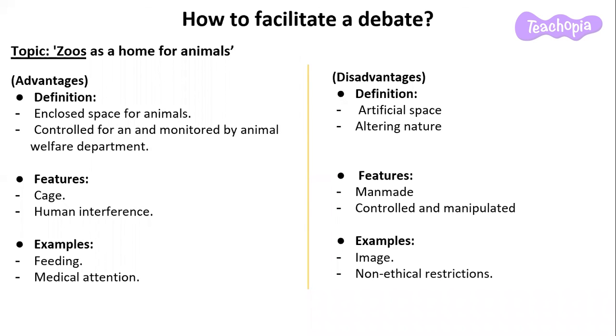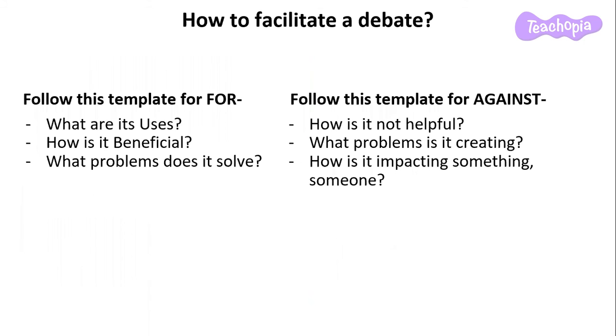And while dividing these groups, the following questions could be given to them as simple questions or simple instructions. What are those instructions? For the group that is preparing on the advantages of the topic, we could call them the for group and tell them to keep these simple questions in mind while preparing for the advantages, which are: what are its uses? How is it beneficial? What problems does this solve?